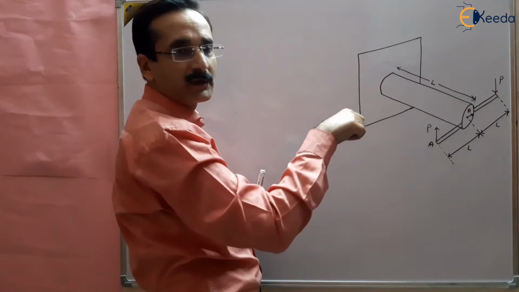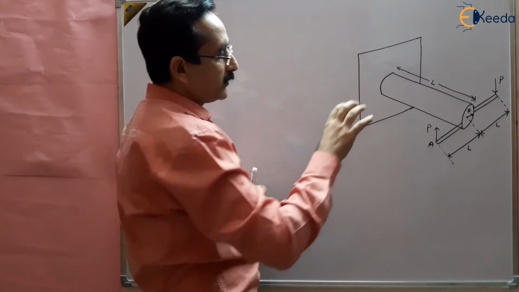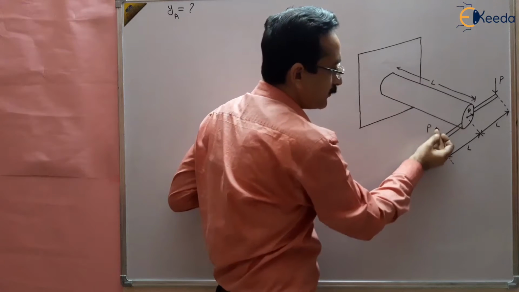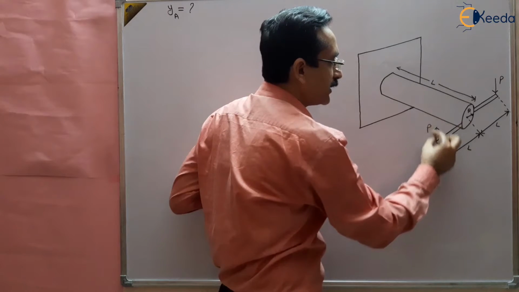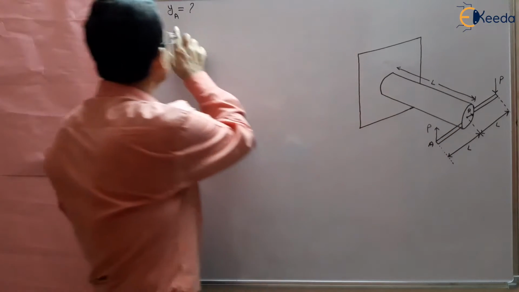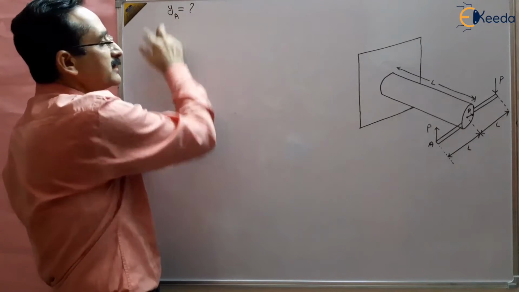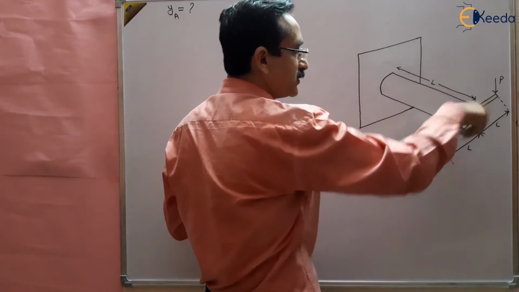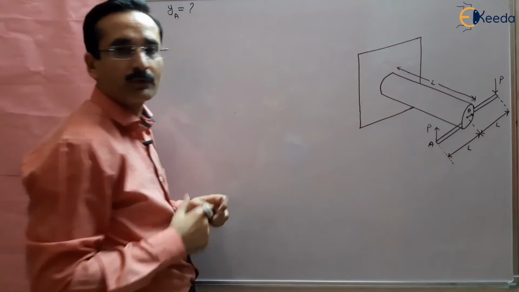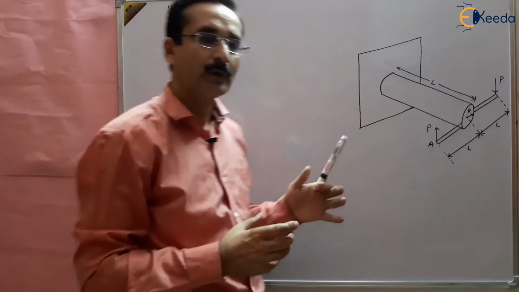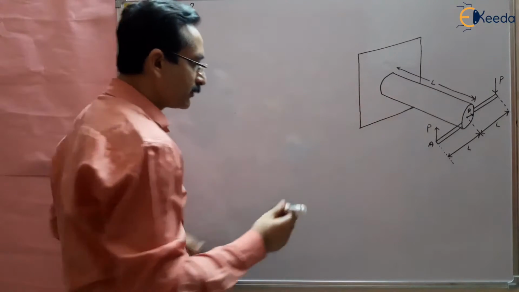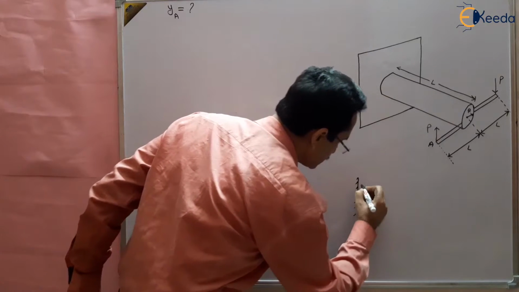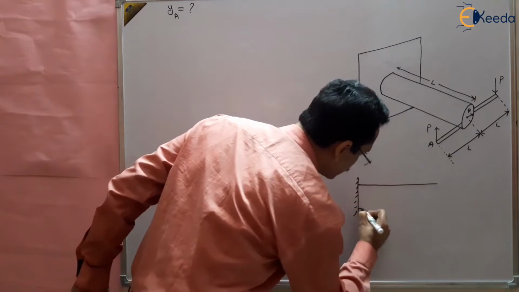There is a twisting action on the shaft, and due to that angle of twist this point A will move vertically upward a slight distance, say YA. So we have to find out this deflection YA, how much vertical displacement of A takes place due to the twist of this shaft. We can make a line diagram of this question, which is our conventional method of doing things.